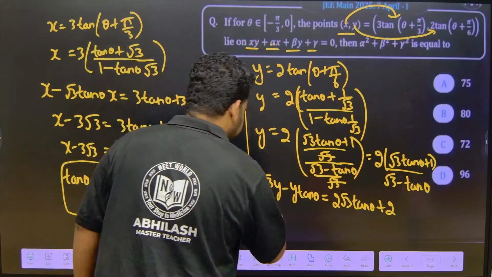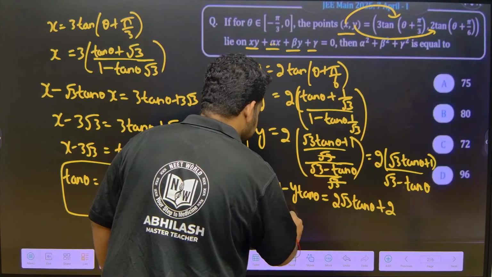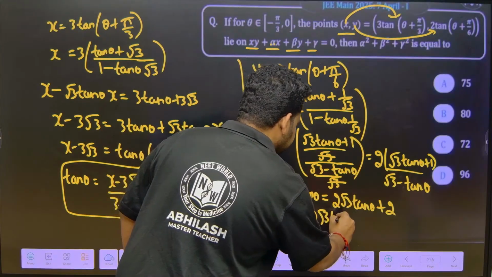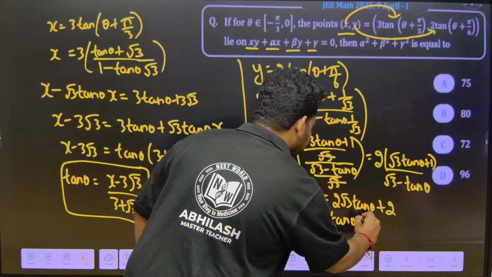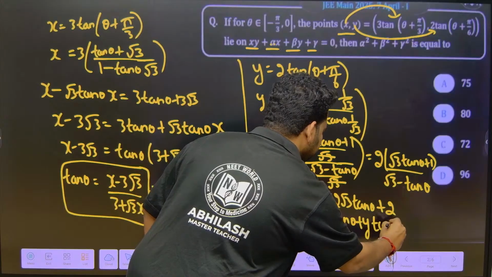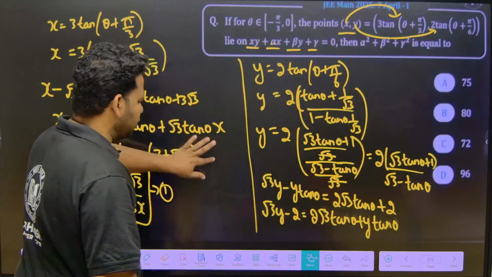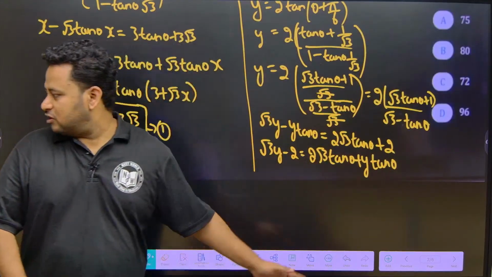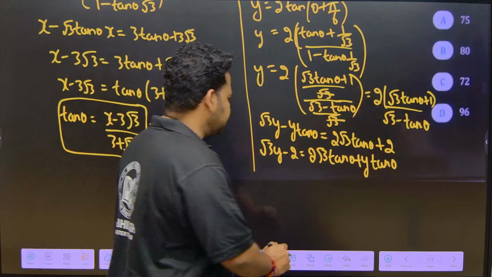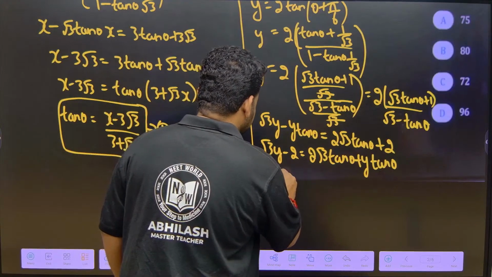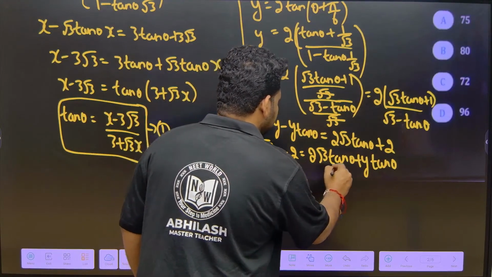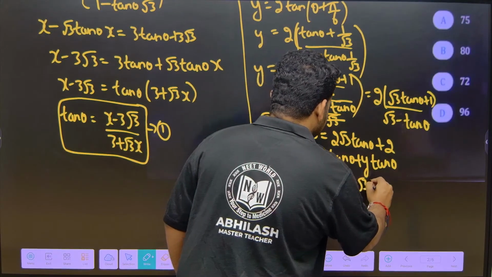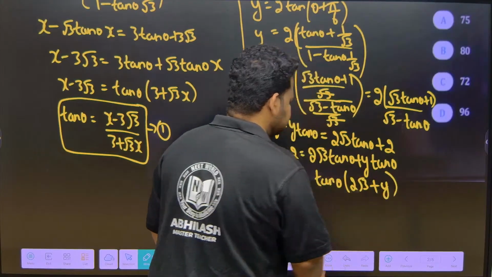So let me write tan terms one side, other terms other side. Root 3 y minus 2 is equal to 2 root 3 tan theta plus y tan theta. This is what I have. Now I can take tan theta common here. So root 3 y minus 2 is equal to tan theta times (2 root 3 plus y). This is what I have.